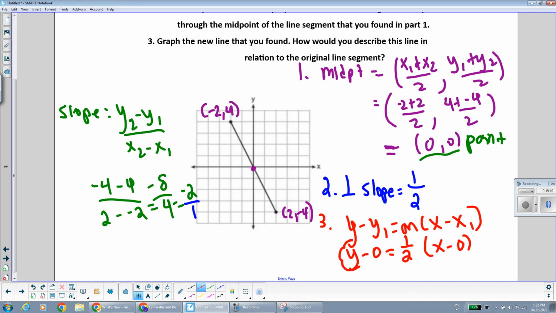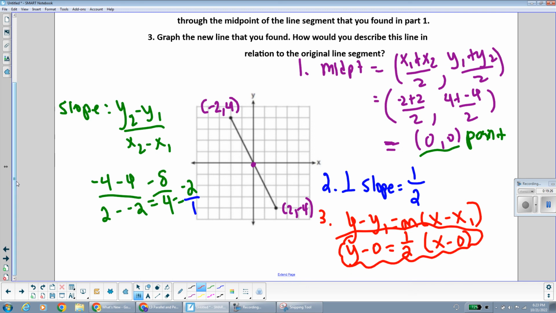Once again, this is a perfectly good and valid equation of the line. We can leave it like that for a minute. But part of this is to see the graph of the new line that we found. In order to make our life easier with graphing, I am going to put this in y equals mx plus b form. So y minus 0 is y. If I distribute the 1/2, I have 1/2 x. 1/2 times 0 is 0. We have a y-intercept of 0. So we're going to start at 0 while graphing on the y-axis.